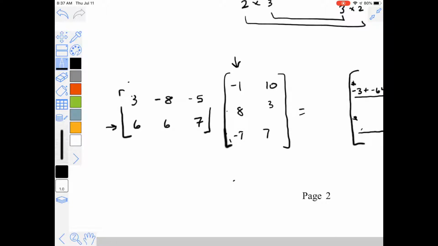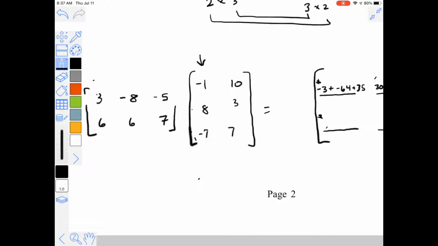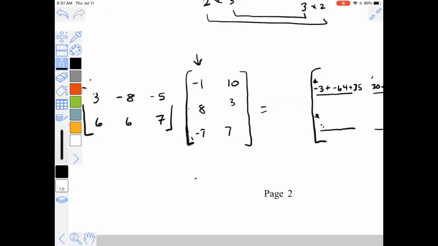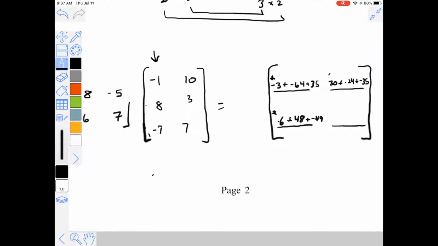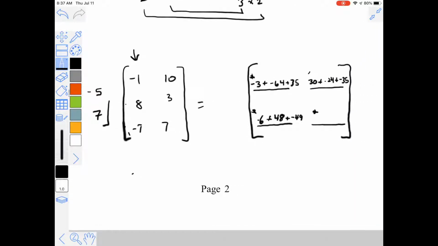All right. This entry here is in row 2, column 1, so I need row 2 and I need column 1. Remember, go across the row, down the column. So 6 times negative 1 is negative 6. And then 6 times 8 is 48. And 7 times negative 7 is negative 49.